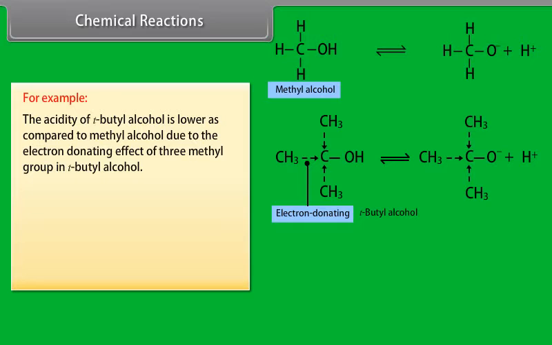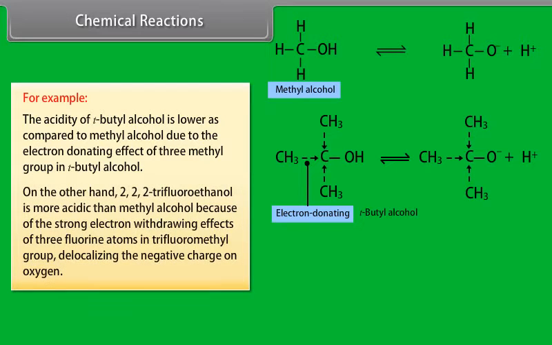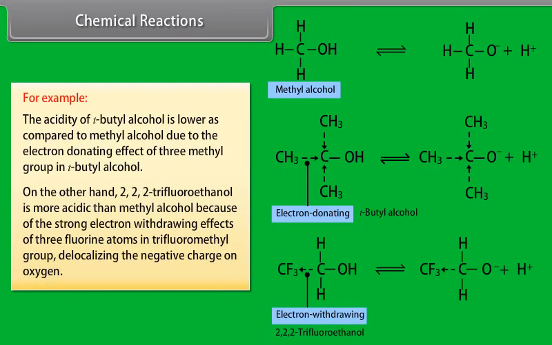The relative acidities of alcohols are affected by the substituents attached to the carbon carrying the hydroxyl group, often by an electronic effect called the inductive effect. For example, the acidity of tert-butyl alcohol is lower as compared to methyl alcohol due to the electron donating effect of the 3 methyl groups in tert-butyl alcohol.